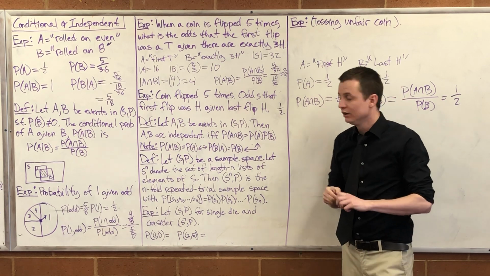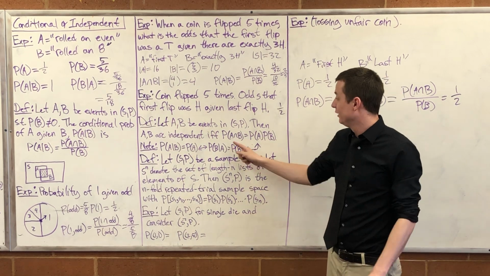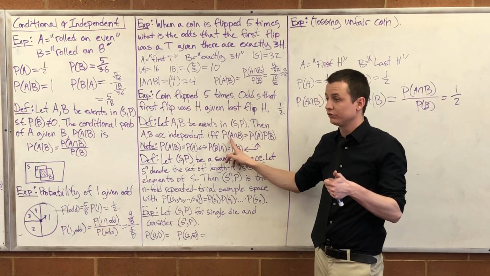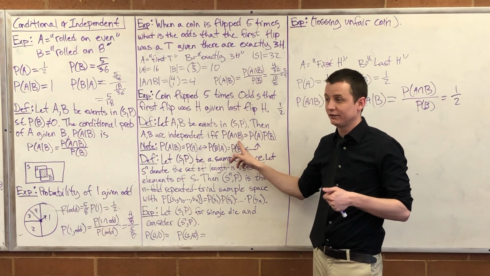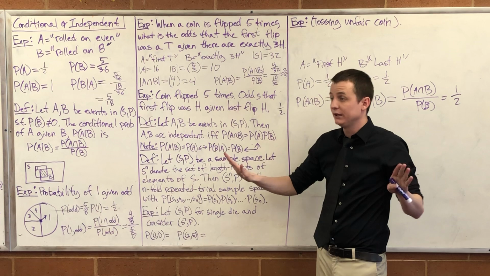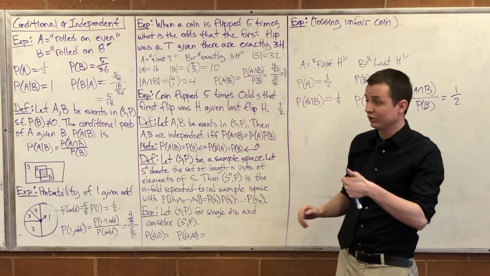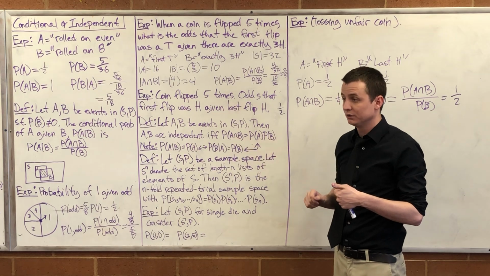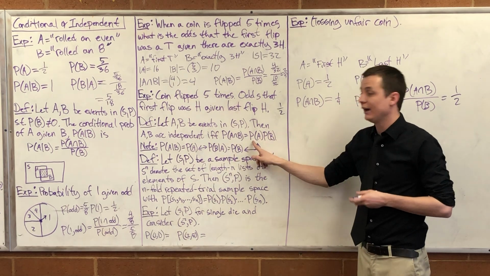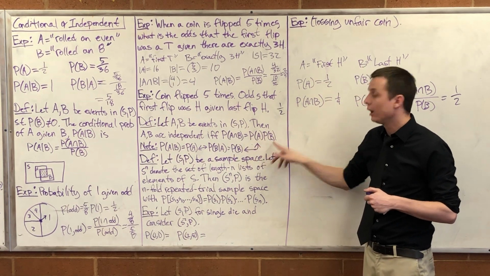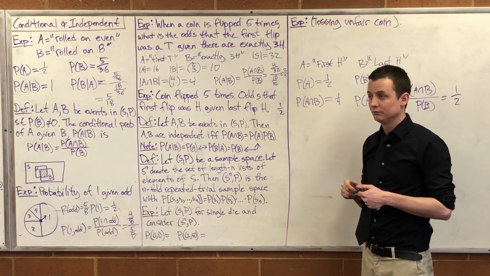So intuitively, let's say I flip a coin twice. A is the event that I get a heads on the first flip. B is the event that I get a heads on the second flip. Those are completely independent events intuitively, right? So what's the probability that I get a heads on the first flip and a heads on the second flip? That's the same thing as the probability that I get a heads on the first flip times the probability that I get a heads on the second flip. Make sense?